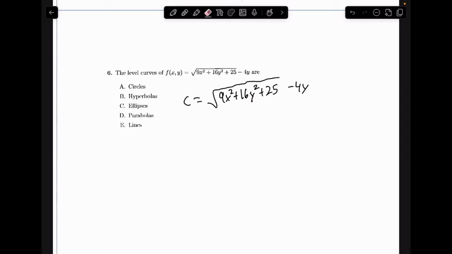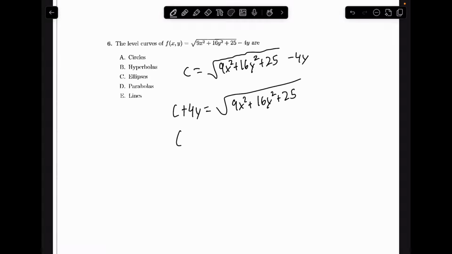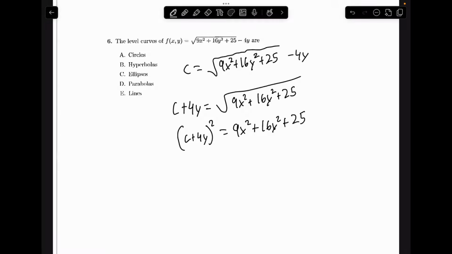Add 4y to both sides. We're going to get c plus 4y equals square root 9x squared plus 16y squared, and then plus 25. Okay, square both sides. We're going to get c plus 4y squared is going to be equal to, square root goes away, so 9x squared plus 16y squared plus 25. Cool. I'm still not really sure what this is, but I think if we expand the left-hand side, we'll get something.